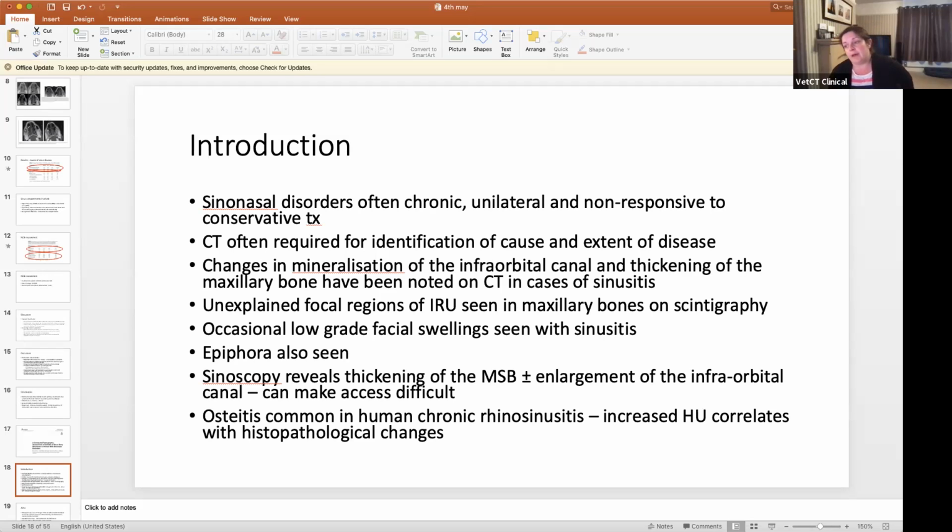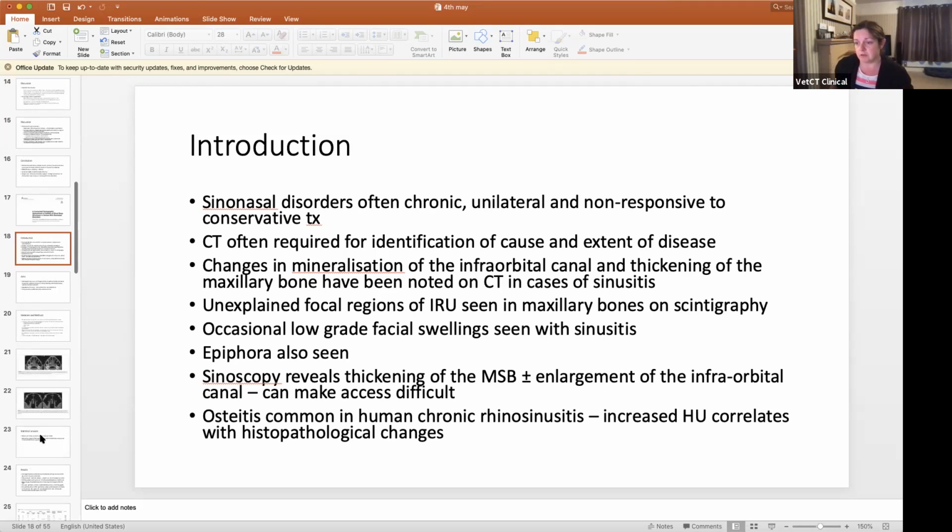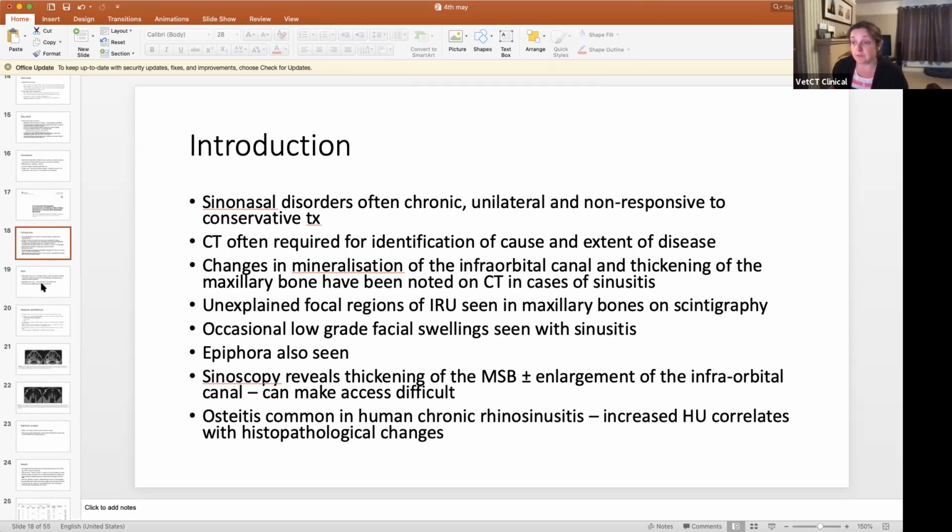And then they went on to compare osteitis in human chronic rhinosinusitis. In humans, when they CT them, if they have increased Hounsfield units within the bone, which they then said was increased bone density, it correlates with histopathological changes within the bone. I wasn't convinced that increased HU directly corresponded to increased bone mineralization, but that could be my ignorance. So if anyone knows better than me, please feel free to correct me.